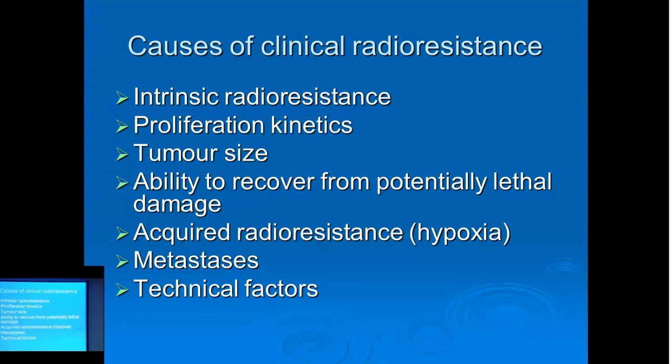And acquired radiation resistance is the hypoxic cell problem, and metastasis. Once the tumor has spread and metastasized into different regions, then it is very difficult. You can only achieve local control, and you have to treat the metastasis with other techniques by systemic treatment like chemotherapy and other treatments will be necessary.